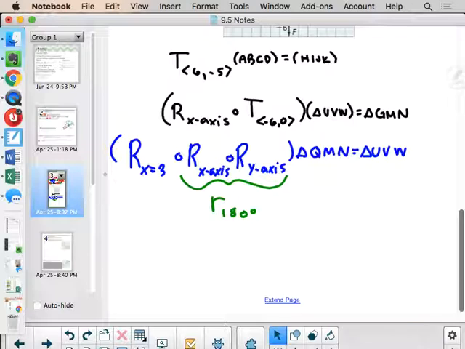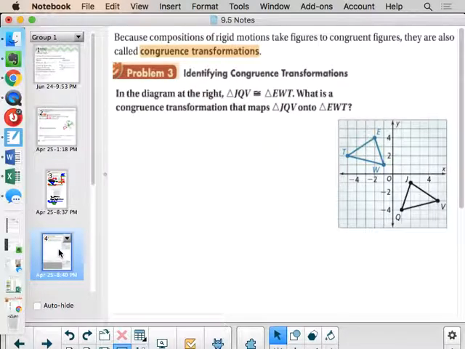All right. We're basically going to do the exact same thing all over again because now I get to be like, oh my god, guys, they're not just compositions of rigid motions. These are called congruence transformations. Really no point to doing this, but you know what? It's good practice. So in this diagram, I know for a fact the triangle JQV is congruent to triangle EWT. I want to know a congruence transformation. See, that's the only way I change this example problem. That maps triangle JQV onto triangle EWT.